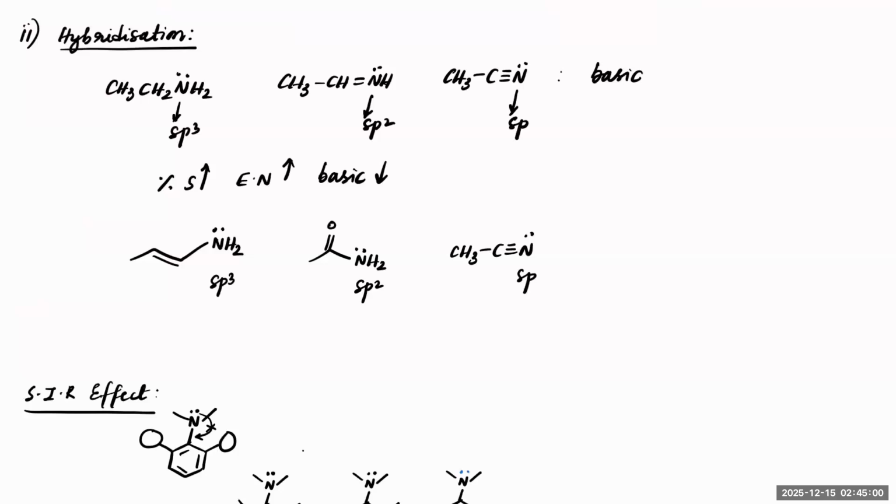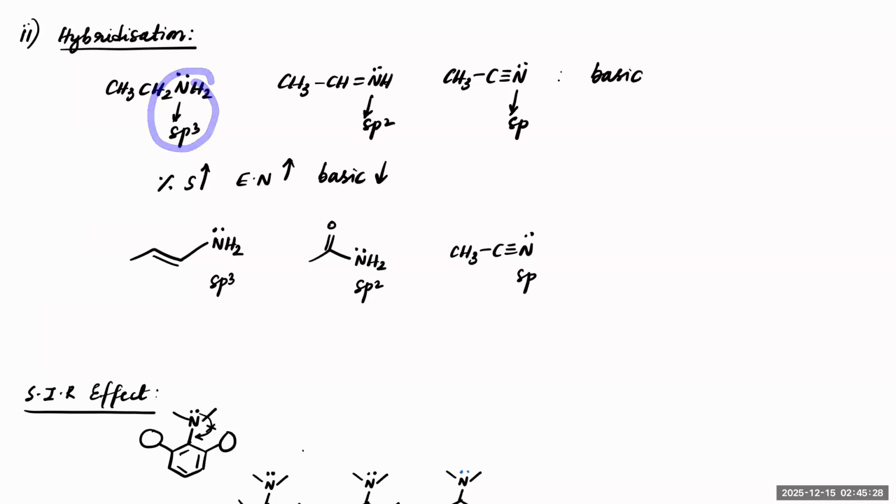Next case is about hybridization. Do not bring the effects like plus M, minus M, inductive effect, all of them, when you are comparing two, three different groups here. For instance, I have this NH2, which is a different family, primary amine. This is imine family. This is nitrile family. All three are three different functional groups.